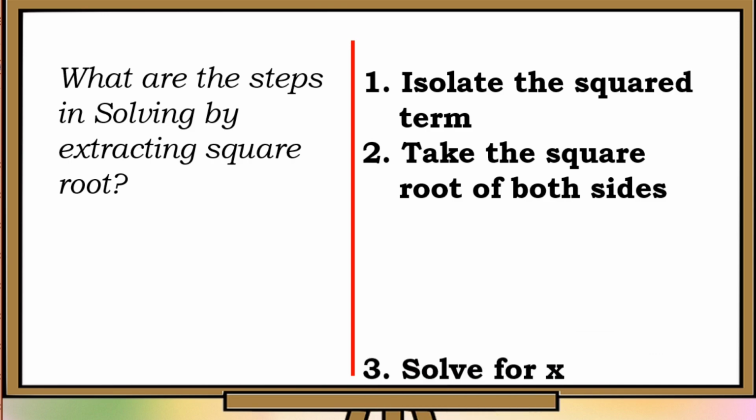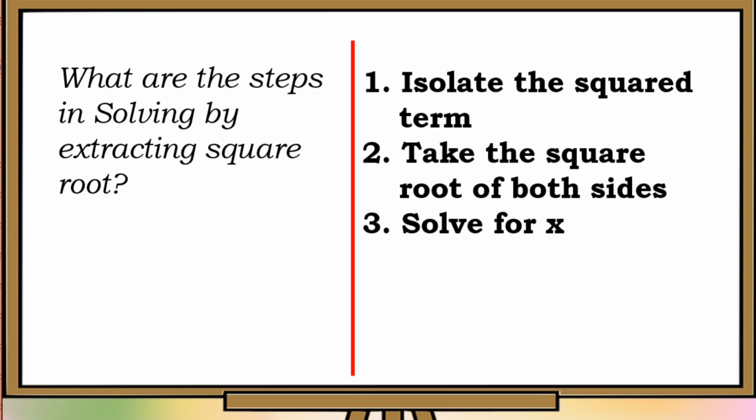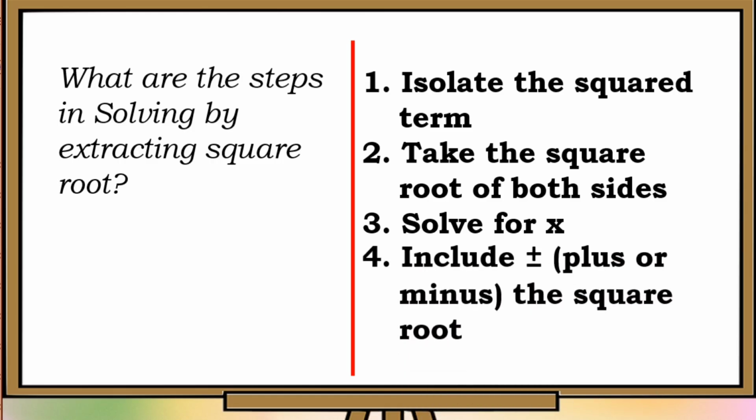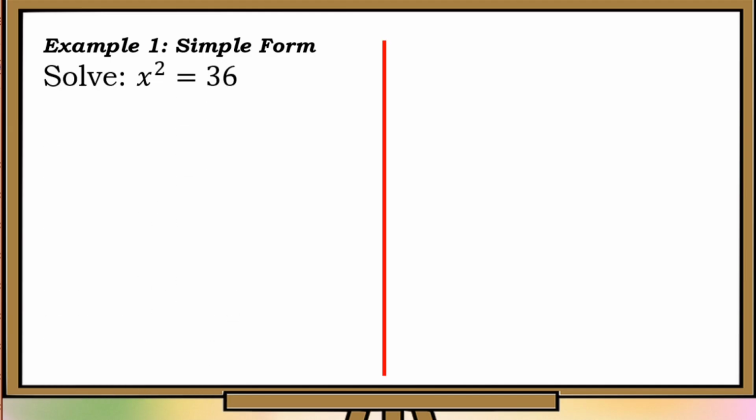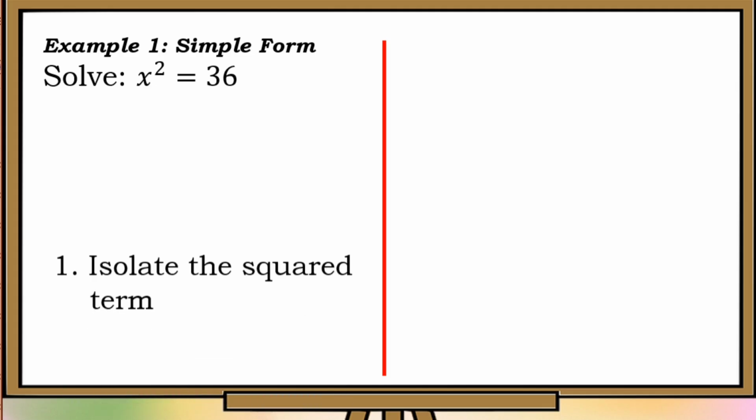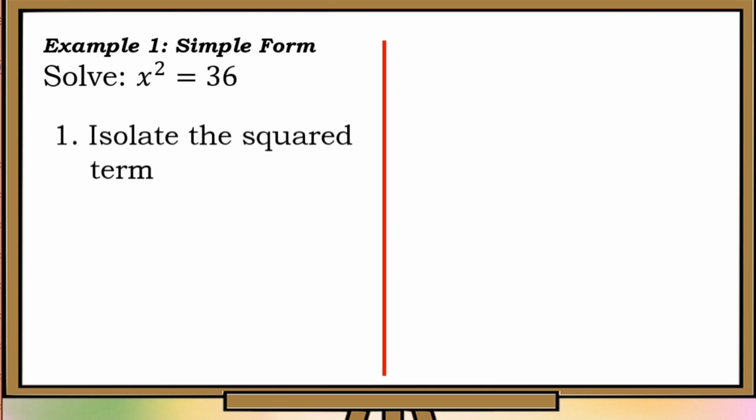And number 4, step 4, include plus or minus the square root, or positive or negative the square root. Okay, let's have example number 1 as a very simple form. Solve x squared equals 36. By just looking at the problem, you can easily get the square root of 36.